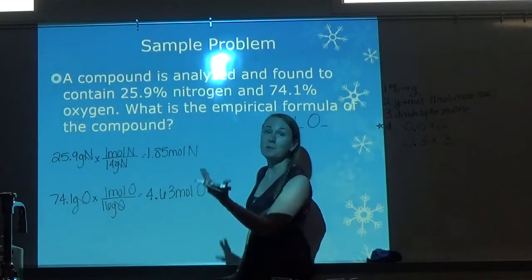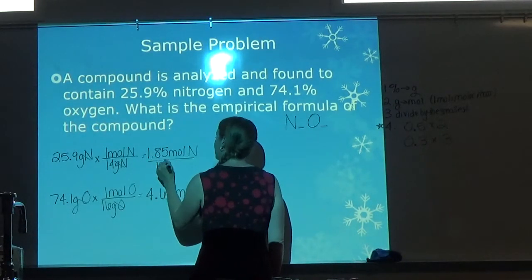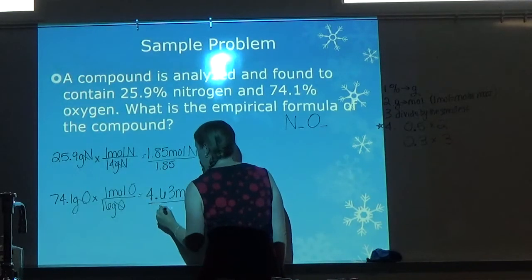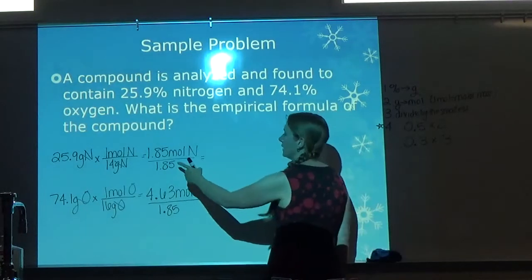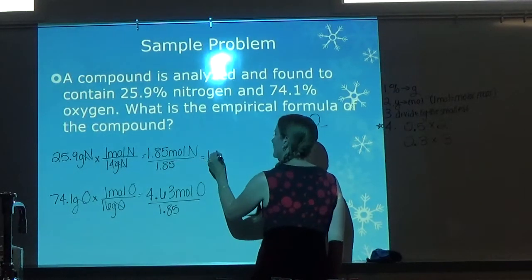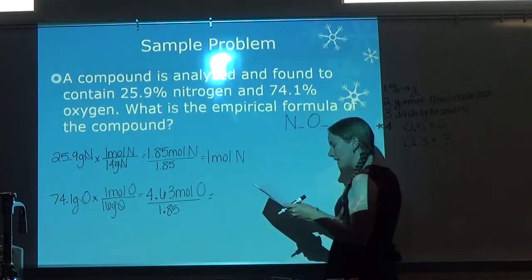Okay, so let me make sure I pick the correct smallest one this time. So the smallest one is 1.85. So I'm going to divide both by 1.85. Gosh, I'm never going to live that down. Can't believe I did that on the previous question. All right, so of course this ends up being 1. And then this, when I divide, ends up being 2.5.